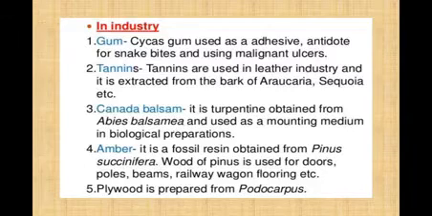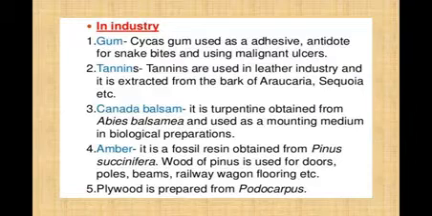Gum. Cycas gum is used as an adhesive, as an antidote for snake bites and for treating malignant ulcers. Tannin. Tannins are used in leather industry and it is extracted from the bark of Araucaria, sequoia, etc. Canada balsam. It is turpentine obtained from Abies balsamea and used as a mounting medium in biological preparations.